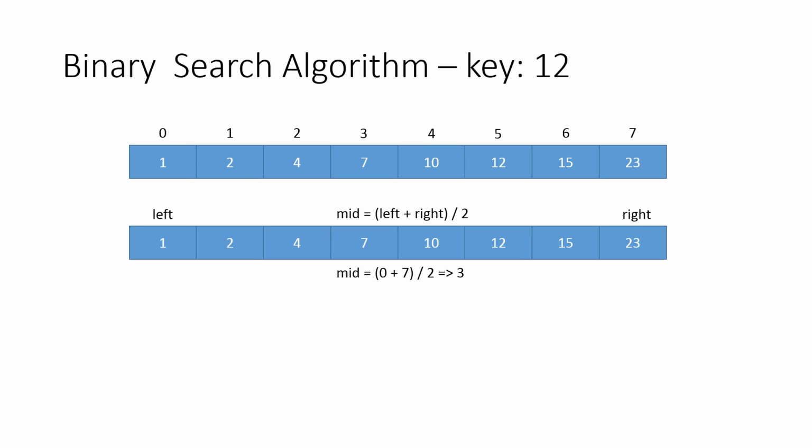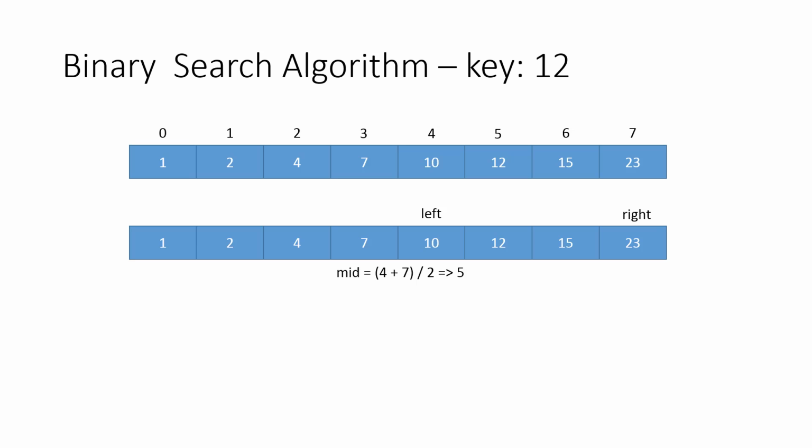So let's consider we are looking for the key 12. So what happens is we found the midpoint. The initial midpoint is 3, but the element 7 is less than 12. So we need to look at the right subarray, and the right subarray is formed by updating the left value as mid plus 1. So what we do is we move the left pointer one place in front of the mid value. So mid value was 3, 3 plus 1 is 4. So we move the left pointer to the 4th position, and we are going to calculate the midpoint again.